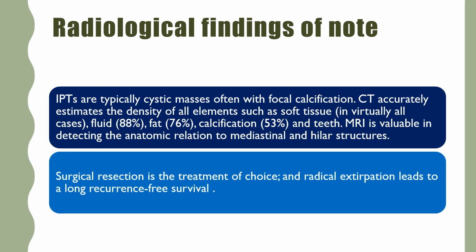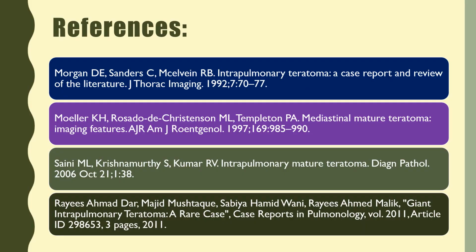CT accurately estimates the density of all elements such as soft tissues, fluid, calcification, fat, and teeth. MRI is valuable in detecting the anatomic relation to mediastinal and hilar structures. Surgical resection is the treatment of choice, and radical extirpation leads to a long recurrence-free survival. These are the references.